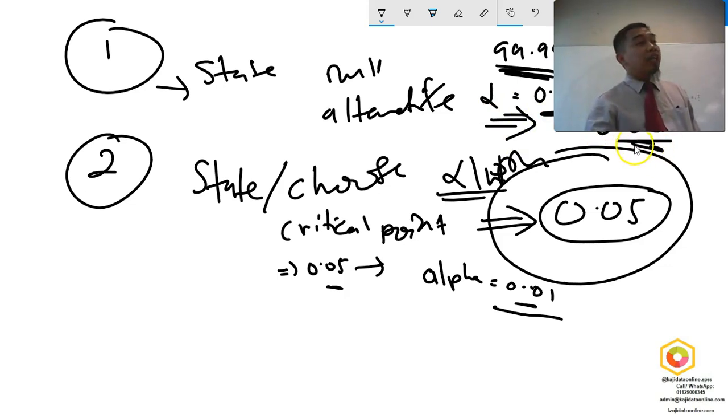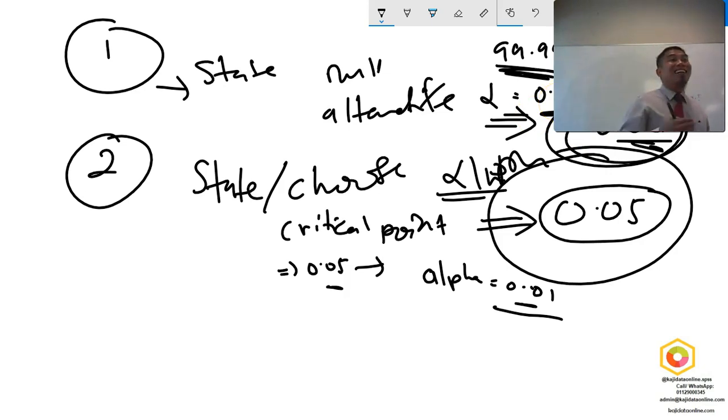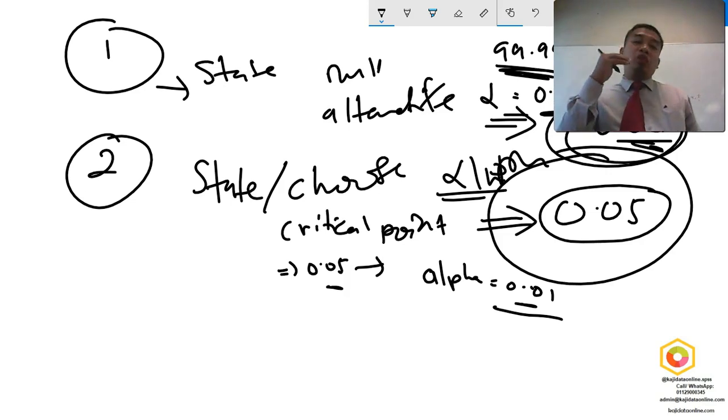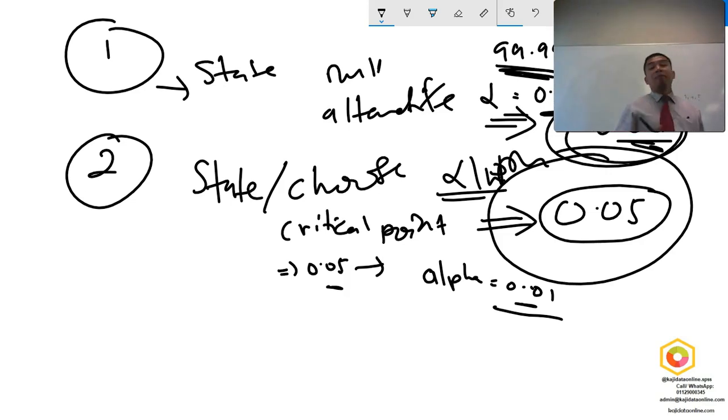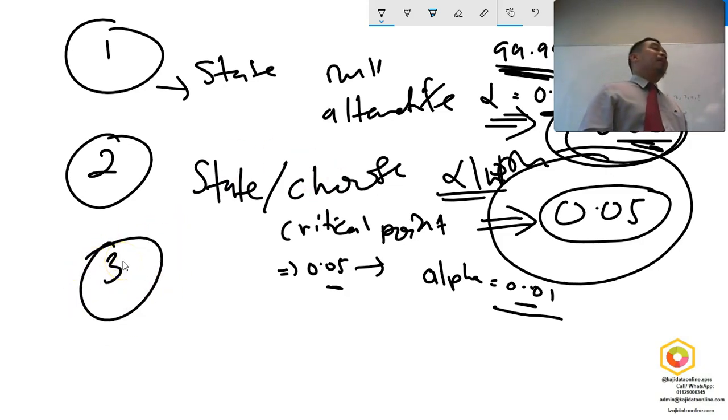So they need to prove that their alpha is actually at that level. Therefore, they say 99.9%. So actually they are looking into the rejection region, you know, the rejection region, the way that you want to reject the null hypothesis in step number 4. Okay, now we are going into step number 3. Step number 3 consists of 2 different approaches.